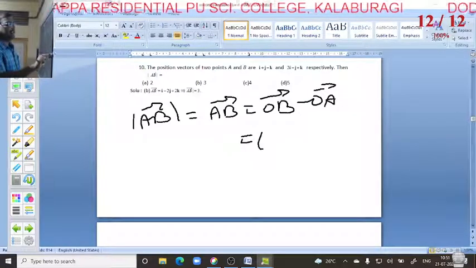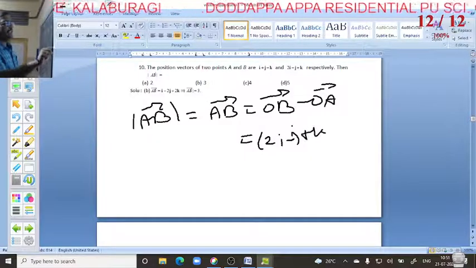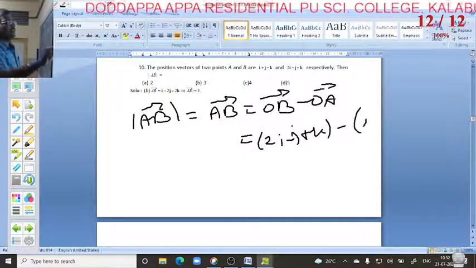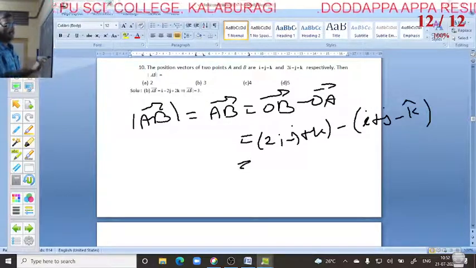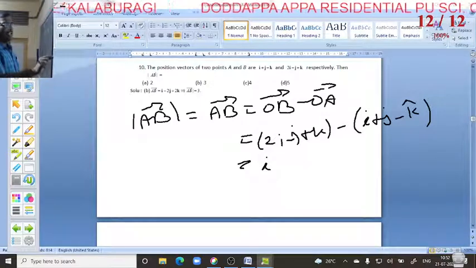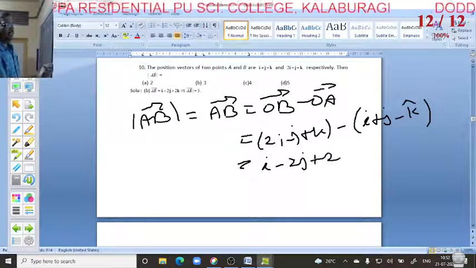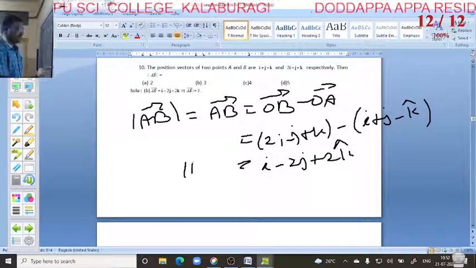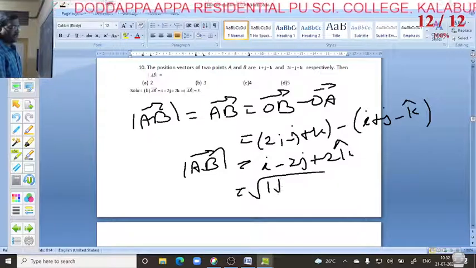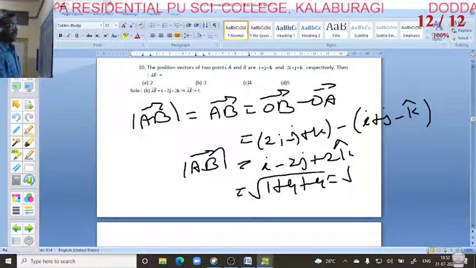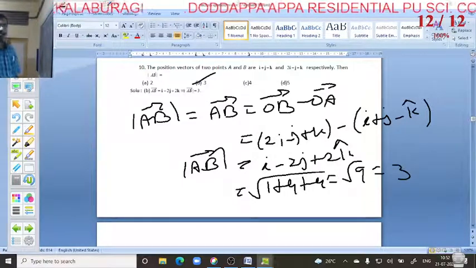Here OB means 2i minus j plus k. Vector OA means i plus j minus k. If you simplify, 2i minus i is i, minus j minus j is minus 2j, plus 2k. If you find the magnitude of vector AB, it is root of 1 plus 4 plus 4, that is root 9. Root 9 is equal to 3. That is the second option.